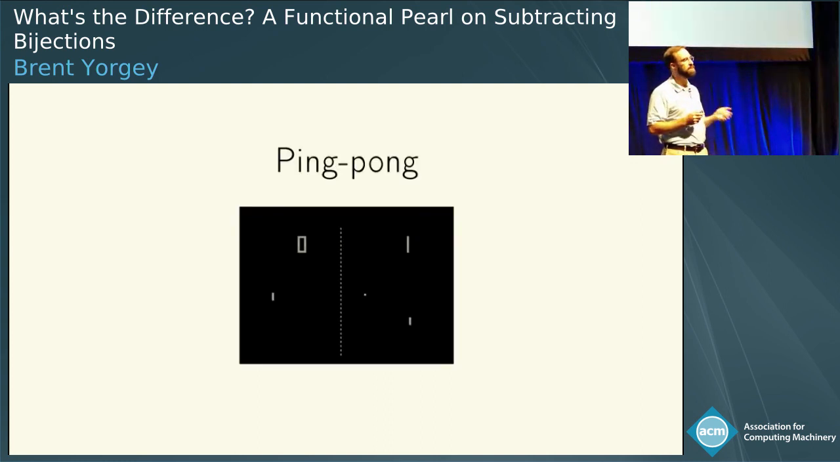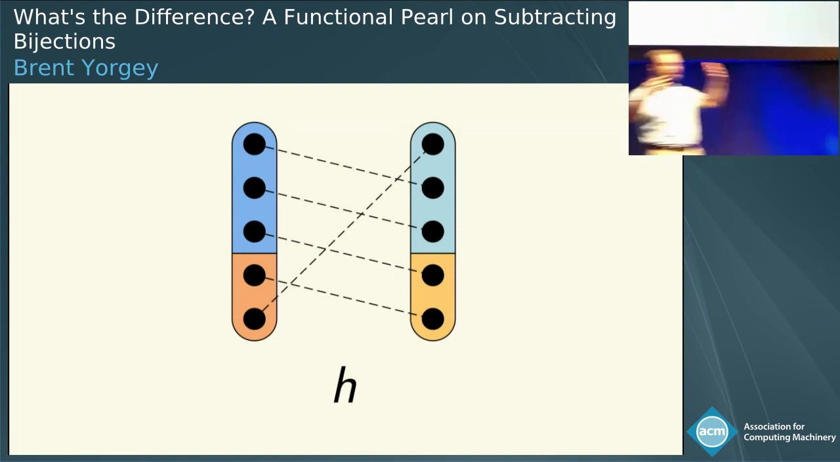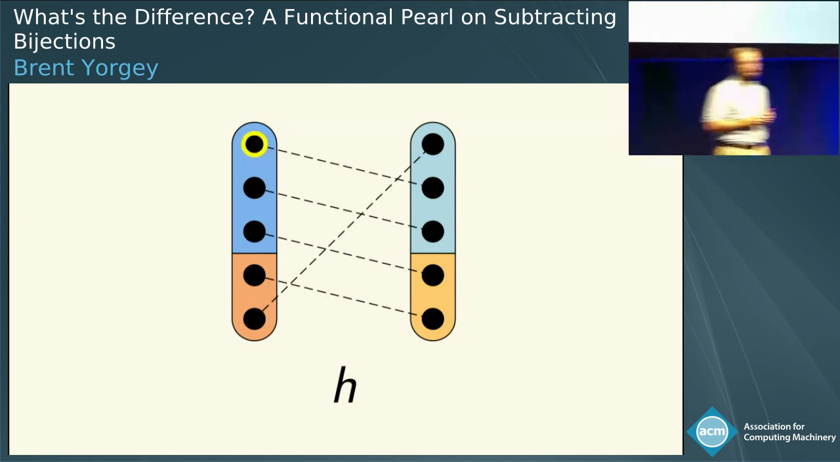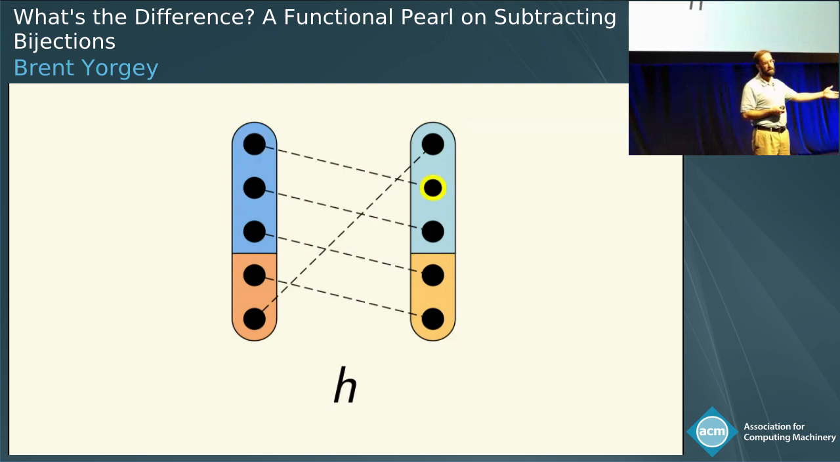So let's play some ping pong. Here's our bijection H again. And remember, our goal is to come up with a way to match up the blue sets. So let's pick some element to start. And well, maybe let's just follow H across to the other side. And I land in the other blue set. And that's exactly where I want to be. So maybe let's just say, fine, that looks good. Let's just match up those two. Done.